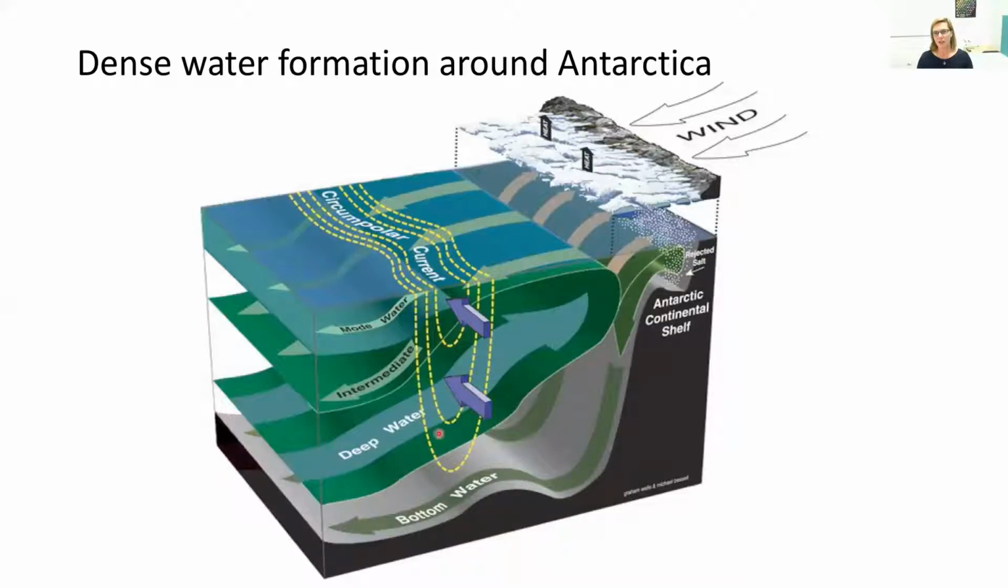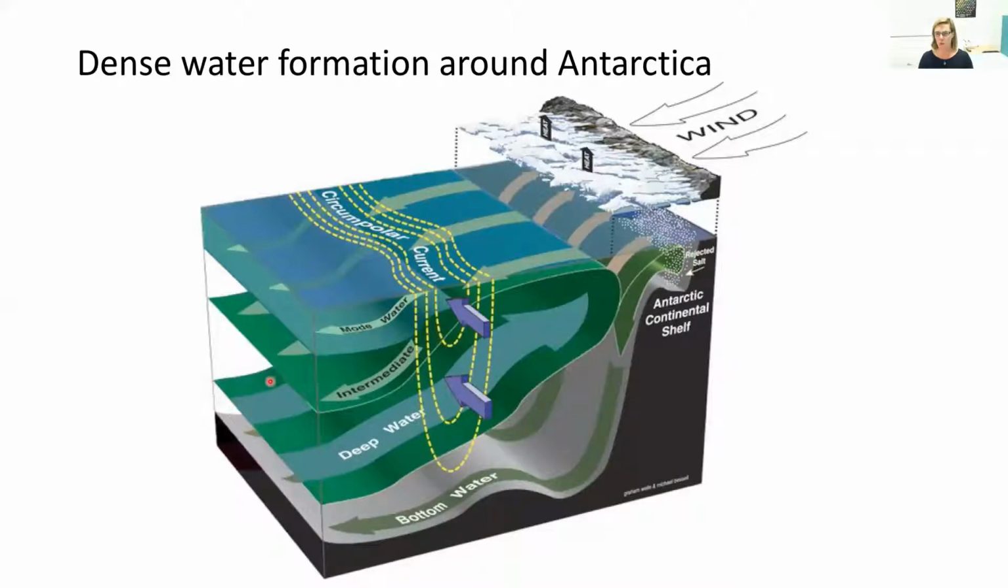You can also see that some of the deep waters come to the surface but are directed northward because of the wind circulation, and they contribute to a shallower overturning cell. And primarily that's Antarctic intermediate water, which is very fresh, and subantarctic mode water, which is warmer and saltier.